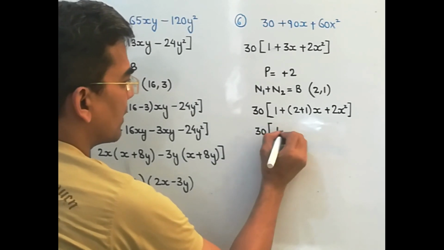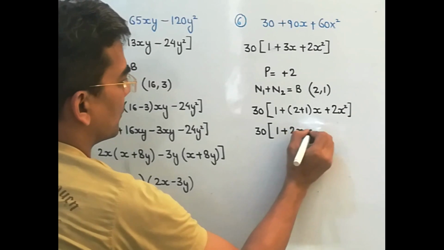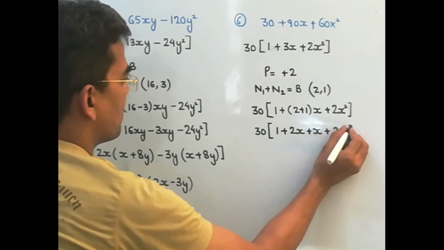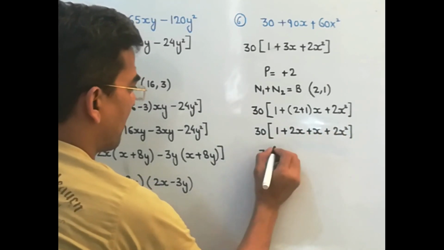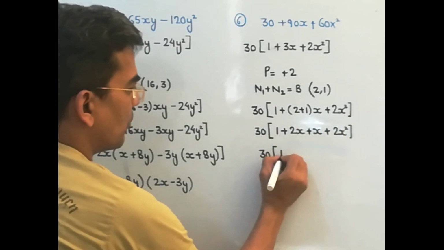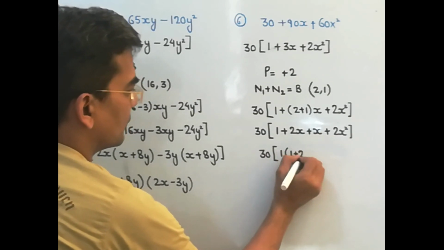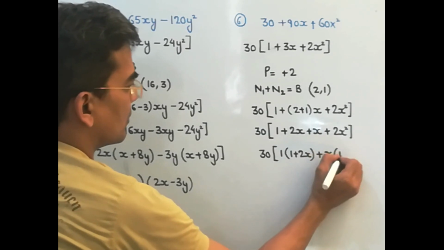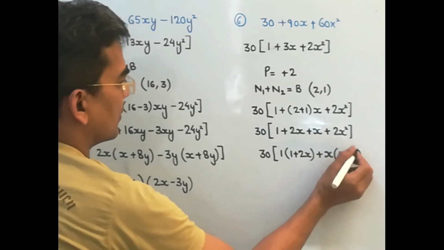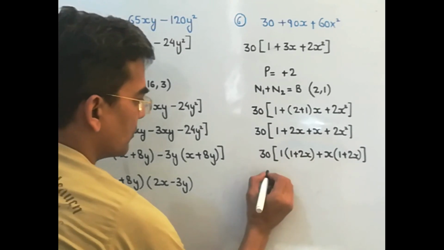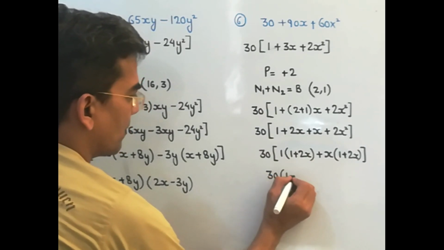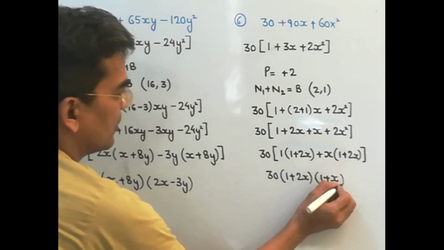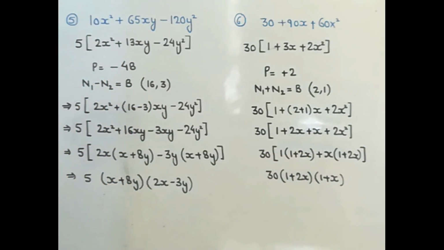Now you will open the bracket. Here in the first group, 1 is common. So 1 plus 2x. In the second group, x is common. 1 plus 2x. From these two, so this will be your final answer.